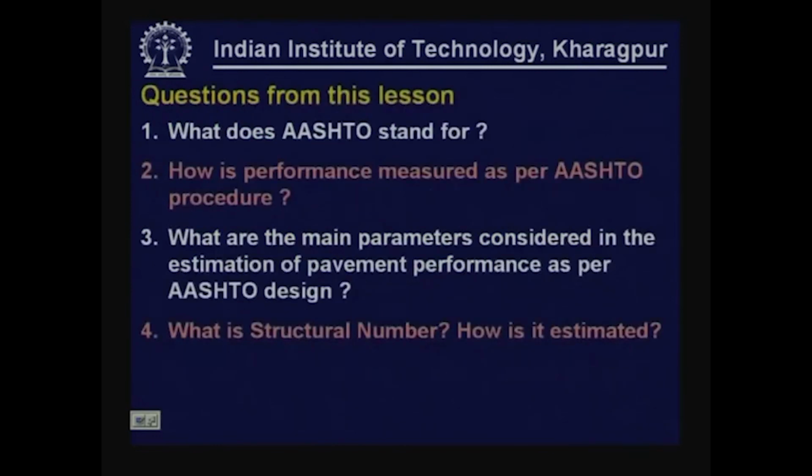These are the questions from this lesson. Answers for these questions will be provided in the next lesson. What does AASHTO stand for? How is performance measured as per AASHTO procedure? What are the main parameters considered in the estimation of pavement performance as per AASHTO design? What is structural number? How is it estimated?